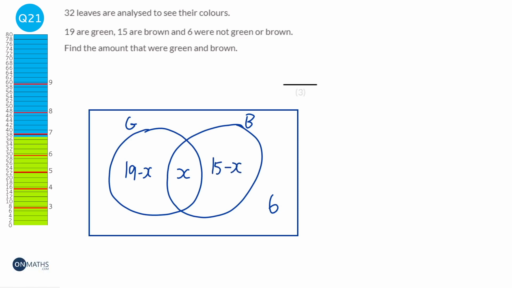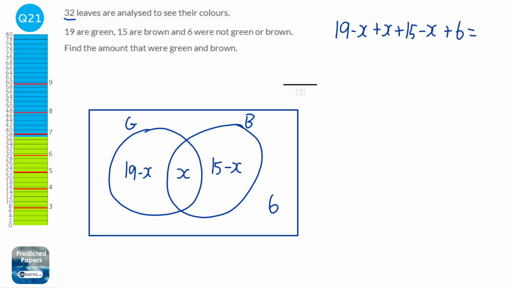And for the next step, we know that all of them together add up to 32, because it says in the question. So we're going to add all of these, the 19 minus X, the 15 minus X, and the 6 together, and we know that equals 32. And let's get our solving lines in.